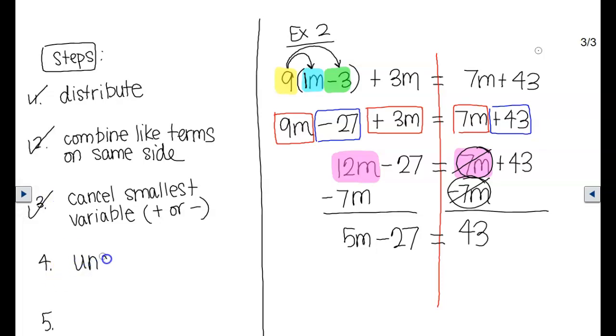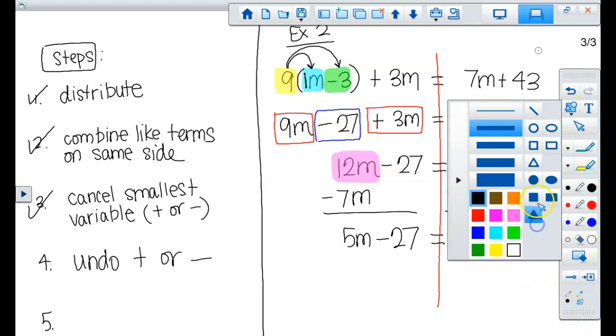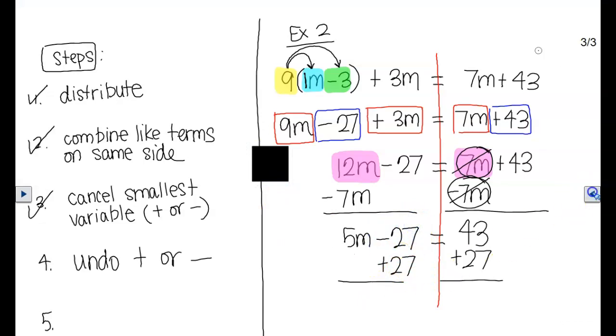All right, now down to these last 2 steps. We're going to undo addition or subtraction. So as usual, I'm going to cover up my m. And what I see is subtracting 27. So I have to undo subtracting 27. Well, to undo subtracting, I'm going to add 27 onto both sides of my problem. Take the cover away. Subtracting 27, adding 27, cancel each other out. So I get 5m is equal to 43 plus 27 is 70.